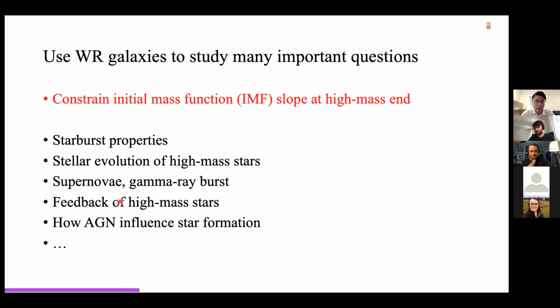We can also study the feedback of high mass stars to the ISM because, as I said, they have very strong stellar winds. That means they must have a very strong influence on the ISM. And also, we actually observe some coexistence of WR stellar populations with AGN. So we can also study AGN influence on star formation.